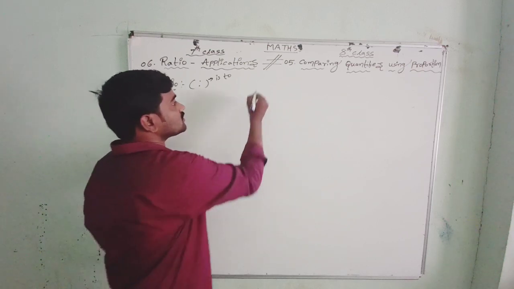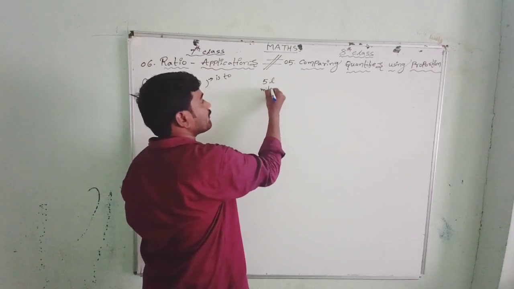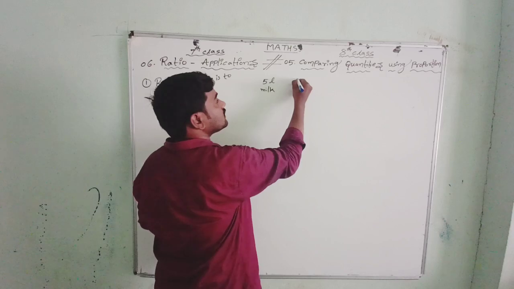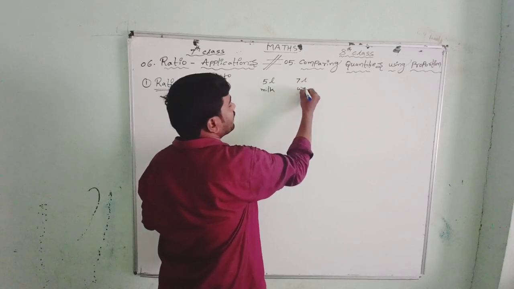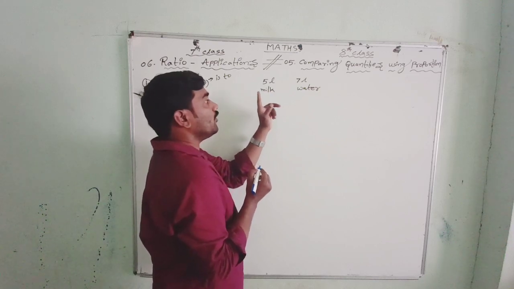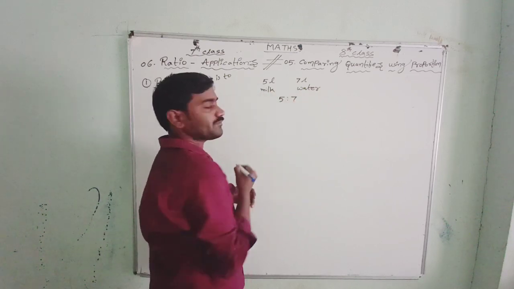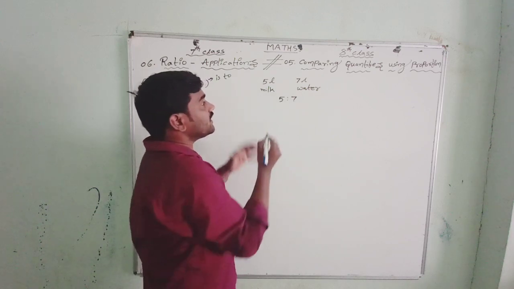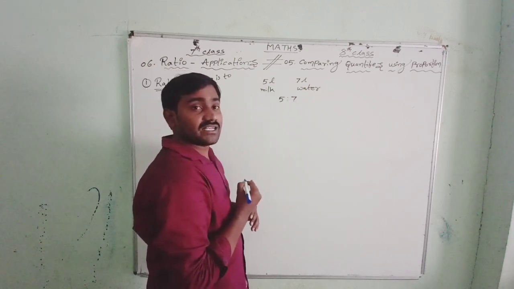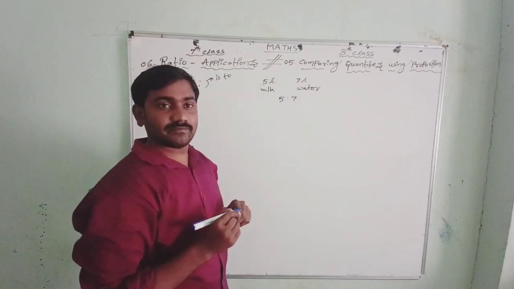Suppose there are 5 liters of milk and 7 liters of water. Then make a ratio of milk to water. Milk to water is 5:7. Here we can make a ratio because they have the same units, liters and liters.